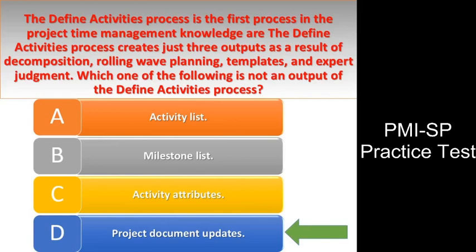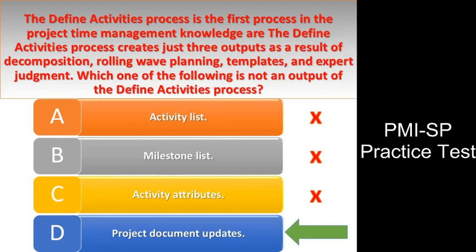Explanation. Project document updates are not an output of the define activities process. Project document updates are an output of estimate activity resources. Project document updates include the following: activity list, activity attributes, resource calendars.